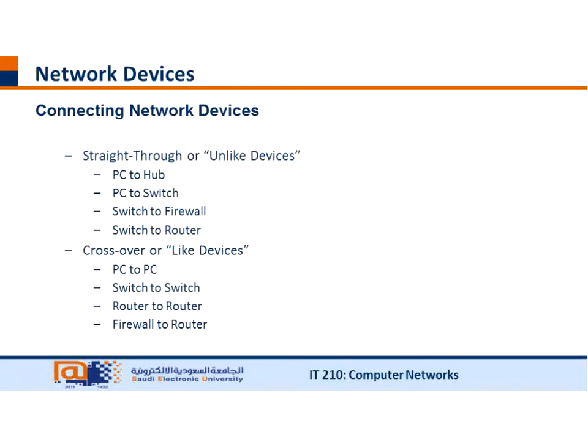Now, when we talk about networks, there are two possibilities: either we have to connect like devices, that is the same devices, or unlike devices, that is different devices. If we have to connect unlike devices, like PC to hub, PC to switch, switch to firewall, or switch to router, in that case we will use straight-through cabling. And if we want to connect like devices, same devices together, like PC to PC, switch to switch, router to router, firewall to router, then in that case we will use a crossover connection.